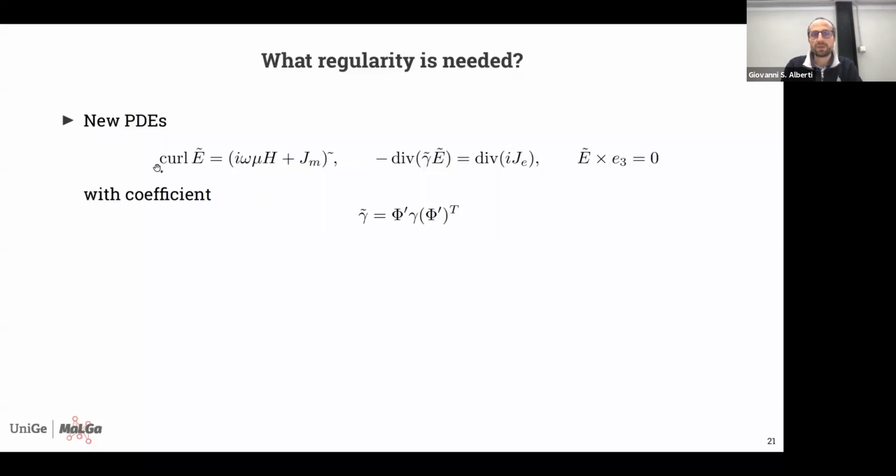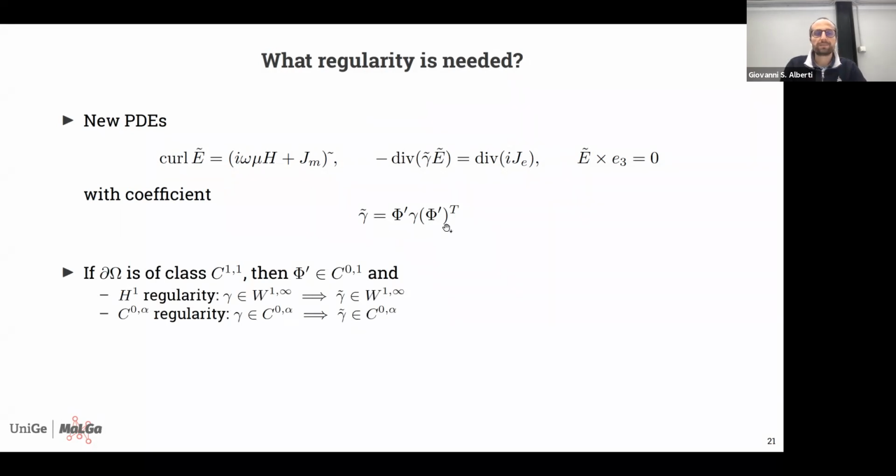So let's see. These are the new PDEs, and the new coefficient is gamma tilde, which is given by this expression here. Let's see what regularity we need. Suppose that the boundary of omega is of class C^{1,1}. This means that phi is of class C^{1,1}, because kappa was of class C^{1,1}, and so phi prime is of class C^{0,1}, so phi prime is Lipschitz.